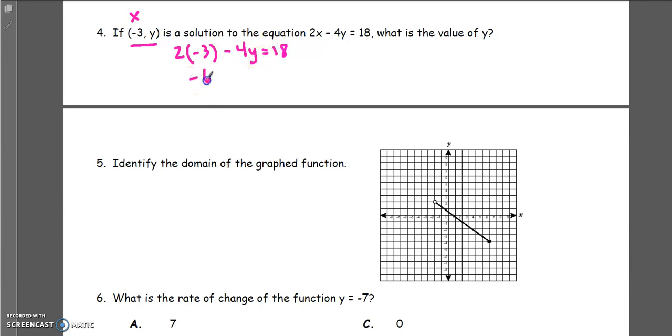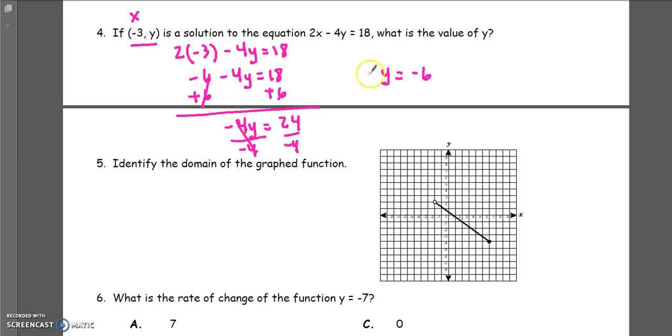2 times negative 3 was negative 6. Then I'm going to add 6 to both sides. That leaves me negative 4y equals 24. Then divide both sides by negative 4. So my y is going to end up being negative 6.